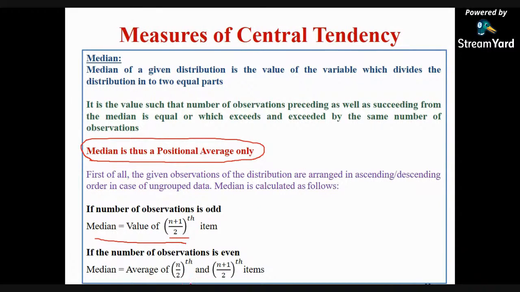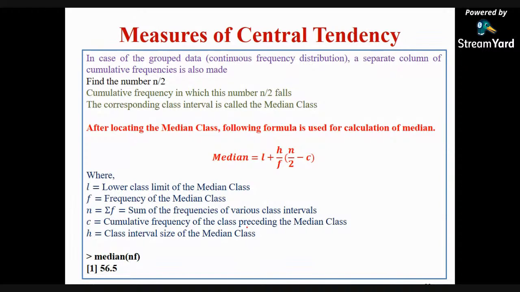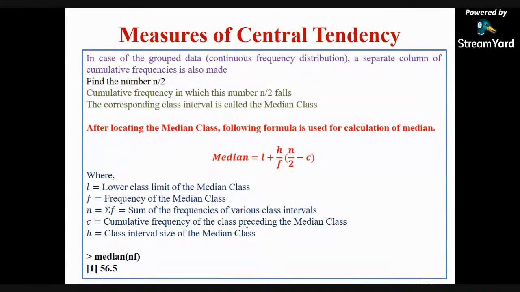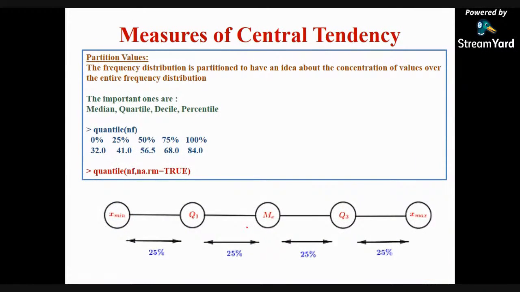And if you have an even number of observations, suppose you have 10 observations, then you take the n by 2 observation and the next one, the fifth and the sixth. The average of the fifth and sixth observations will be your median value, right? If you have an even number of observations. Similarly, if you have grouped frequency, then this is the formula. It is available in your standard textbooks, and in R, when you have grouped frequency, still the previous formula will work for you.